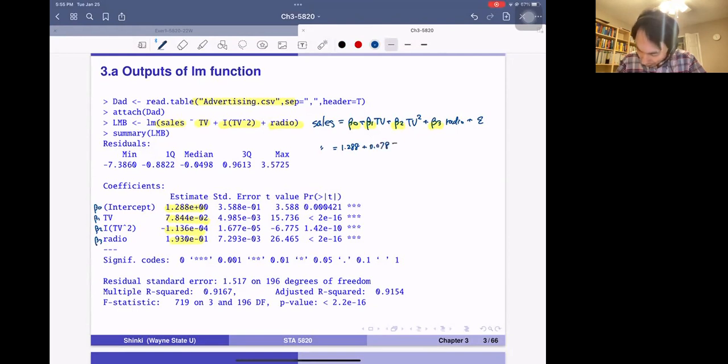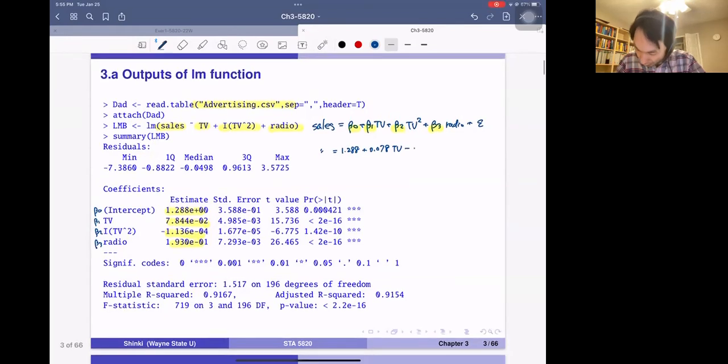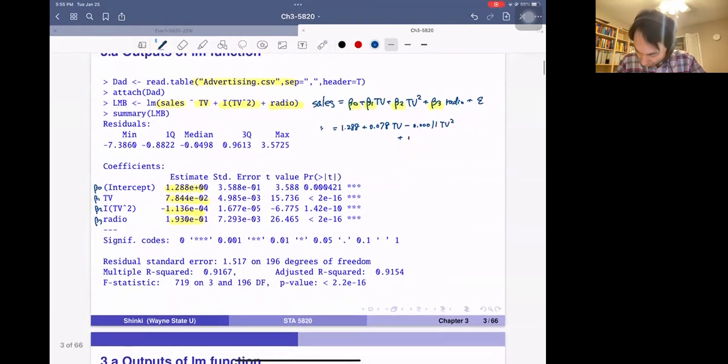So 0.07844 times TV, and minus 1.136 times 10 to the power negative 4, so negative 0.0001136 times the TV square, and plus 1.93 times 10 to the power negative 1, so 0.193 radio, plus epsilon. So this is the most important information.